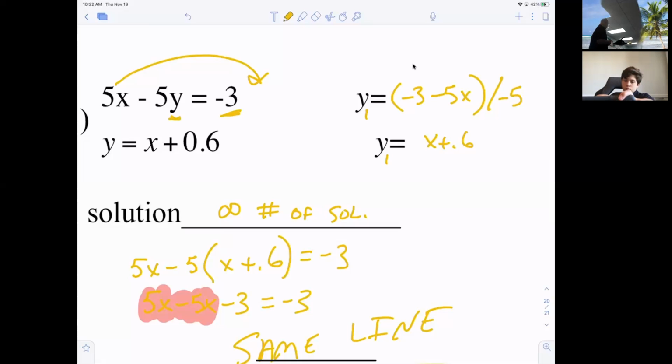Then it's the same line. You can't look that way. Type it in exactly the way you see it. That's plus -6. You're not typing in my line: equals -3 minus 5x divided by -5.